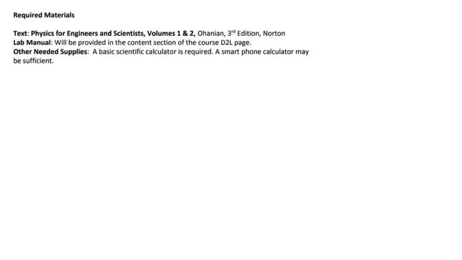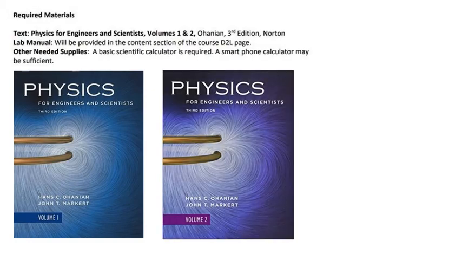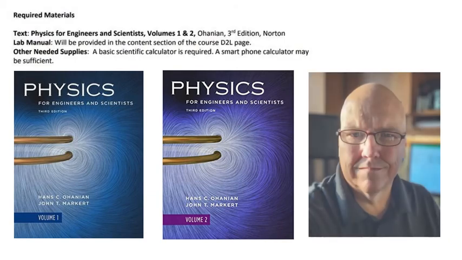As I just mentioned, the required materials. These are what the books actually look like. Volume 1, Volume 2 by Hans C. Ohanian and John T. Markert. And if you're wondering what I actually look like, that's me.